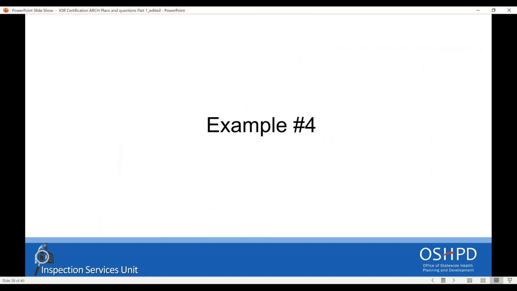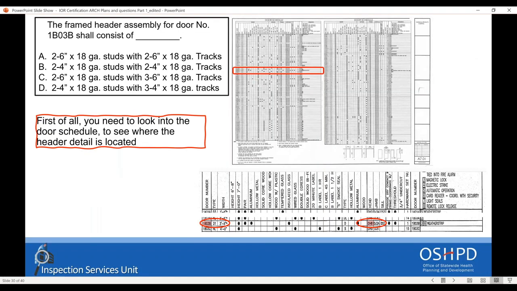Okay, so let's go to the fourth example. The question reads, the frame header assembly for door number 1B03B shall consist of, and again, you will have four multiple answers. Of course, only one is right. So first of all, you need to look into the door schedule, which is A7.01. How do you know? You go to the master drawing index for the information. There you can see where the header detail is located for the specific door number 1B03B.